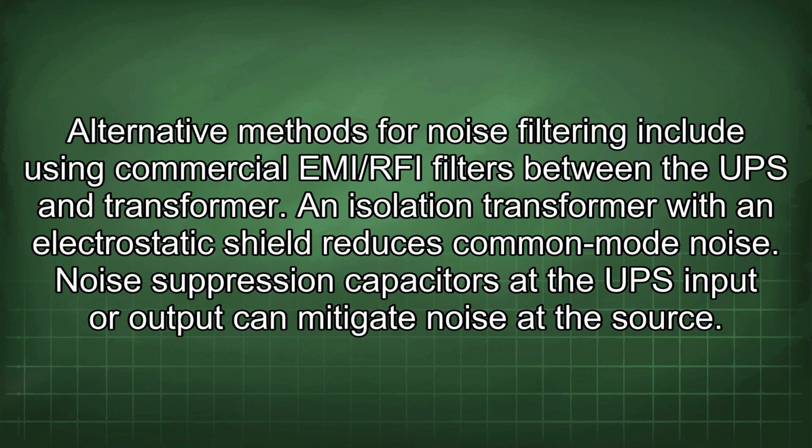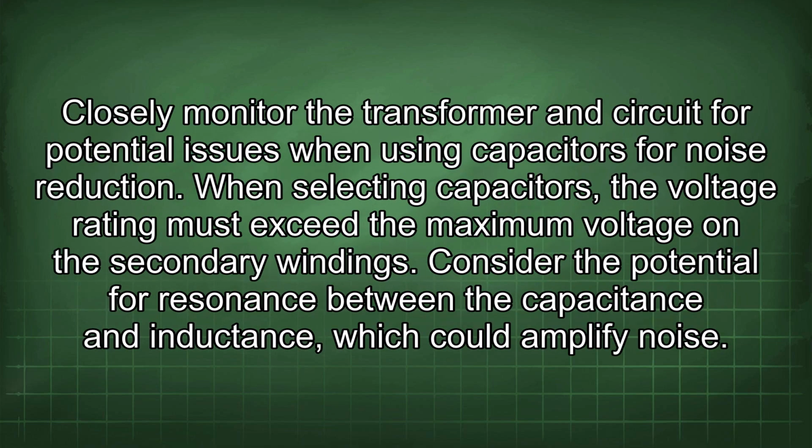Alternative methods for noise filtering include using commercial EMI/RFI filters between the UPS and transformer. An isolation transformer with an electrostatic shield reduces common mode noise. Noise suppression capacitors at the UPS input or output can mitigate noise at the source. Closely monitor the transformer and circuit for potential issues when using capacitors for noise reduction.